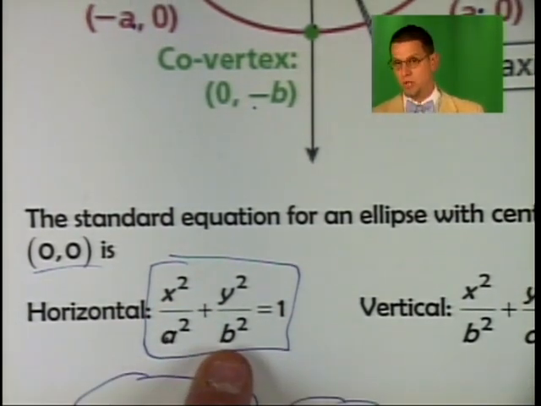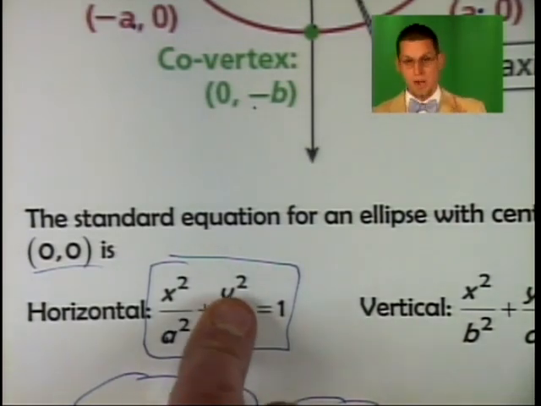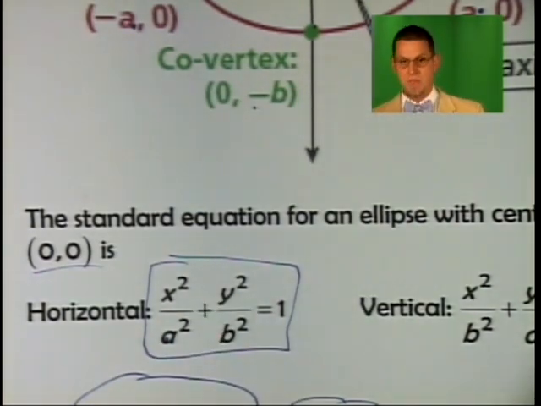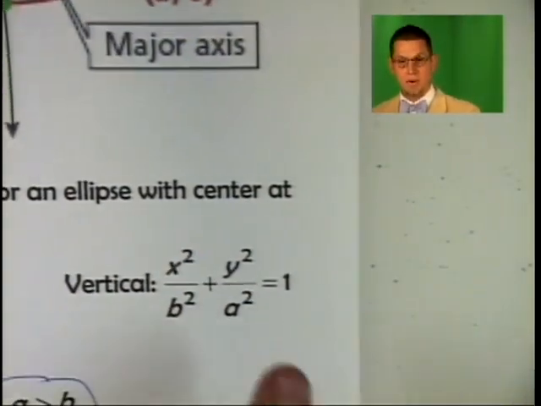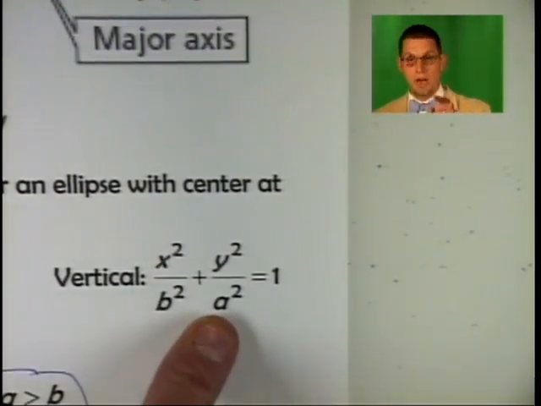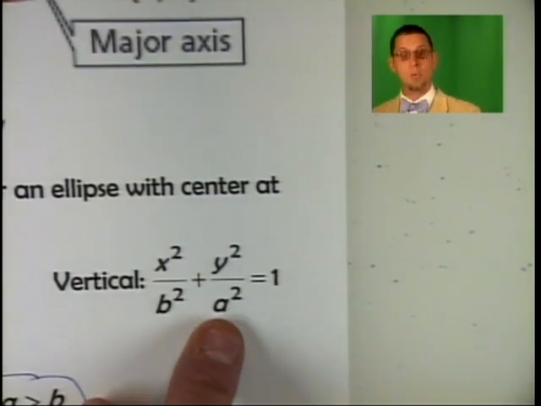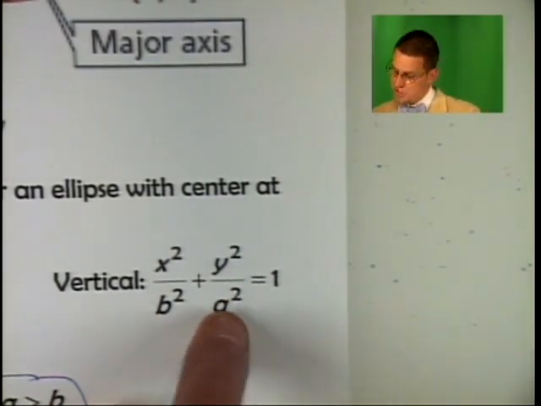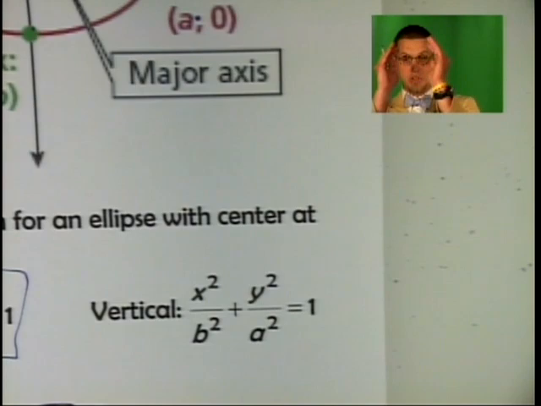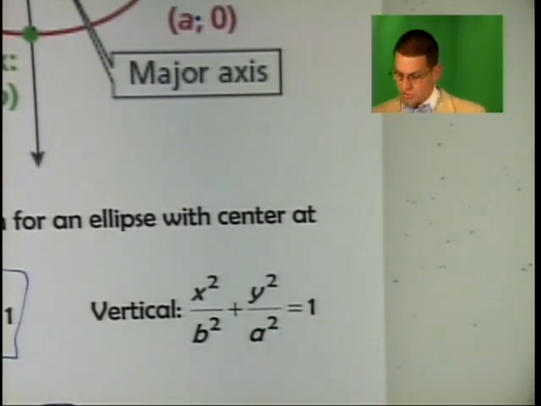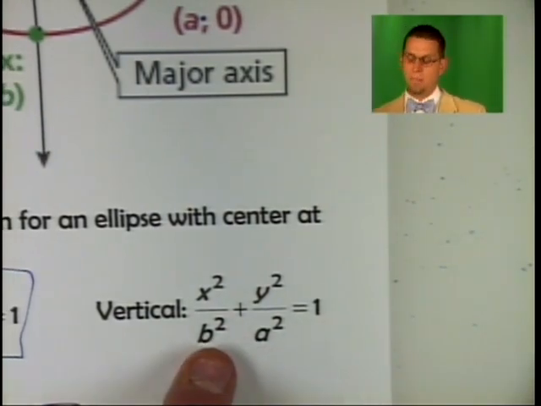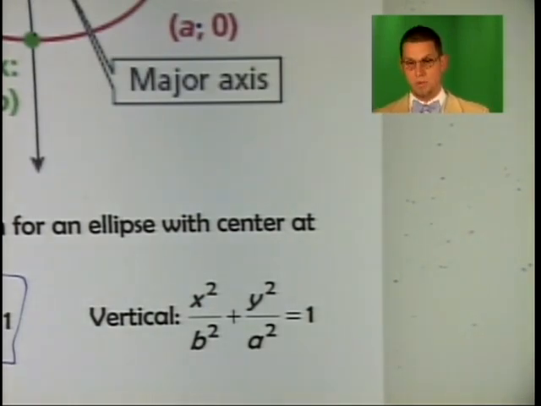Your b, the shorter one, is underneath the y, which is your minor axis. But if it opens vertically, the longer axis is vertical. Now notice your a, which is always greater than b, is underneath the y. So your semi-major axis is beneath the y, which is a good implication from the equation that opens vertically. And your b, your semi-minor axis squared, is underneath the x squared. Okay? So that's a real easy way to remember it.